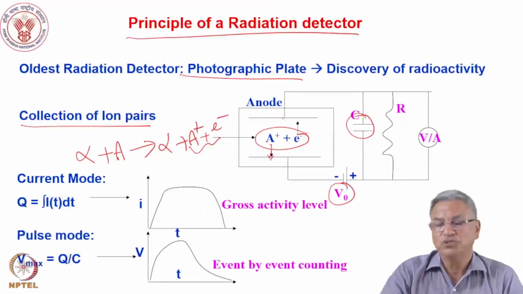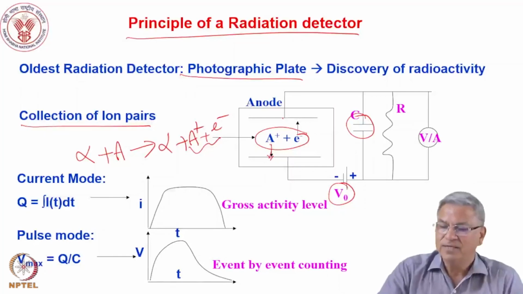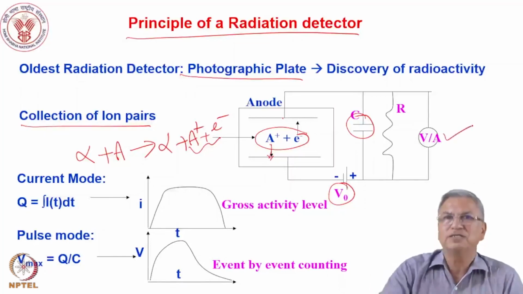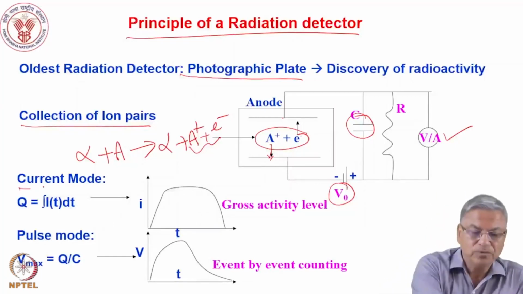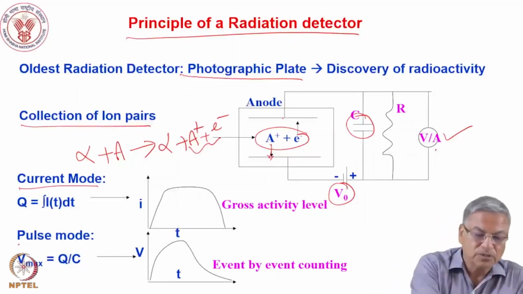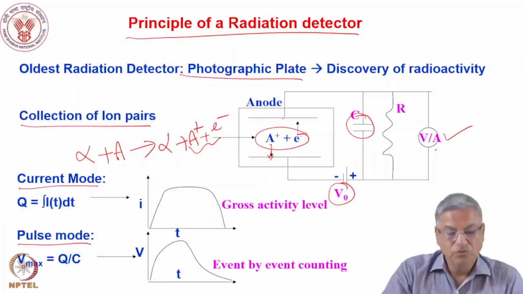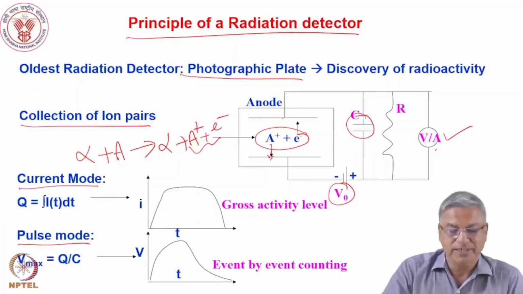The electrons will be charging the capacitor, and when the capacitor is fully charged, it can discharge through a load resistance R, and the discharge through the resistor you can measure in terms of a voltage or a current. So you can use a detector in current mode if you put a current meter here, or you can put a voltmeter and use it in pulse mode. So we will discuss both the mechanisms and see also their merits and demerits.